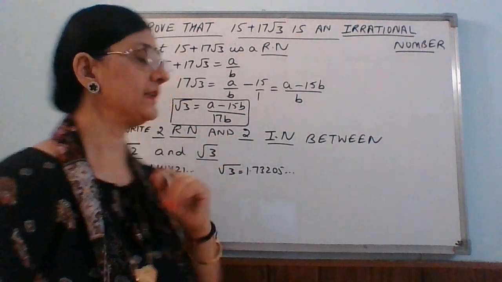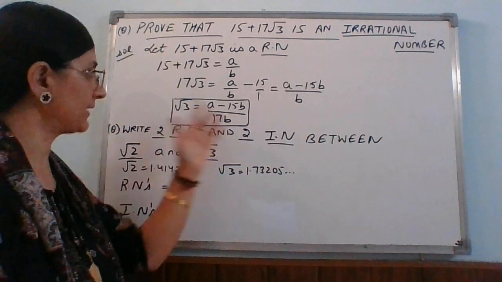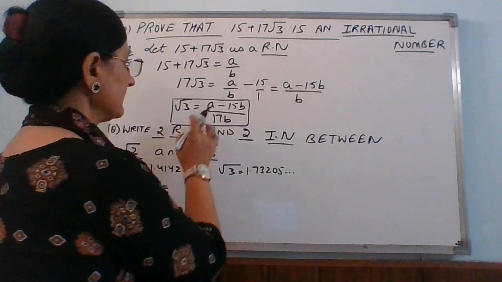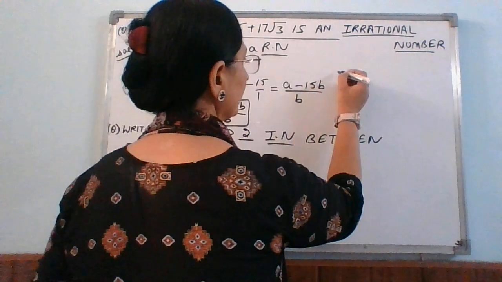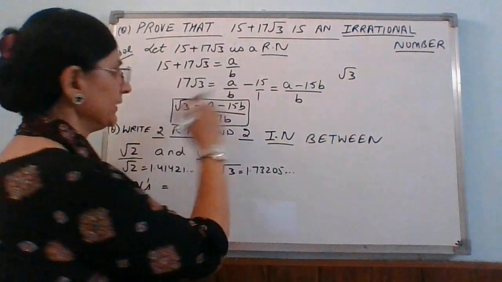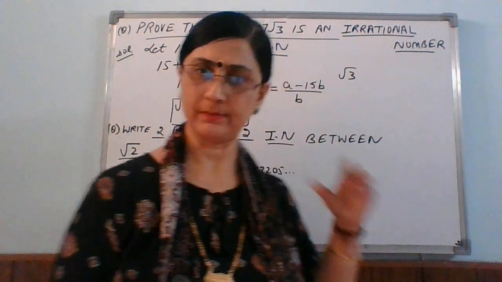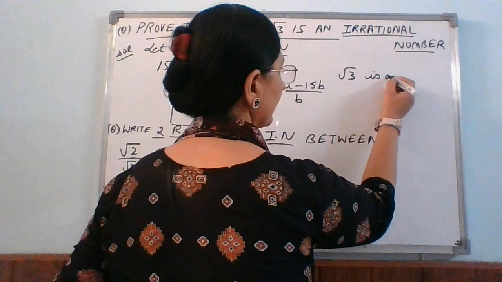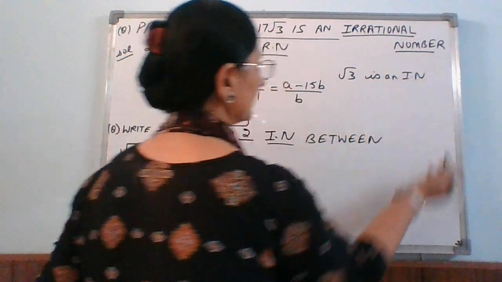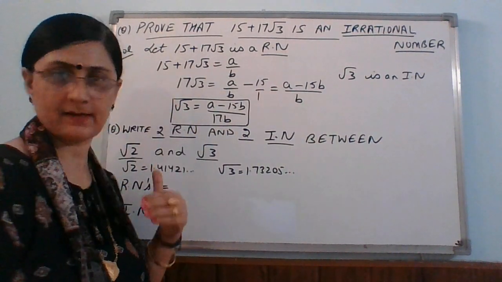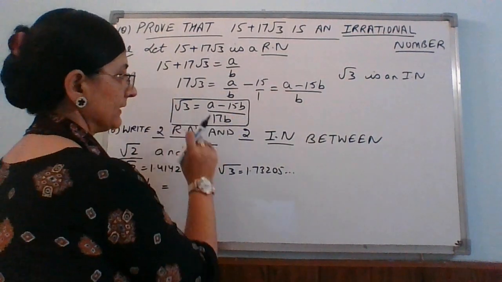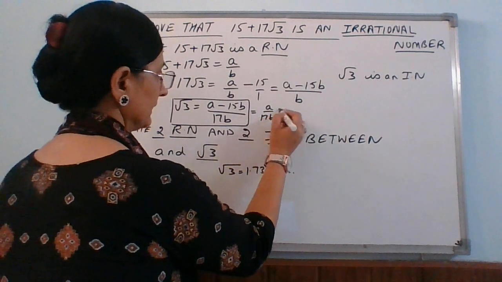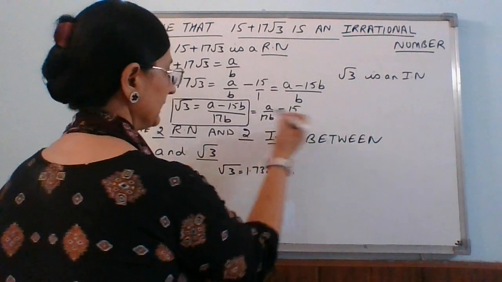Now on the left side we have root 3, on the right side we have this number. You can prove again that root 3 is an irrational number, as in that question, but I'm writing directly that root 3 is an irrational number, right? So the left side is irrational, and on the right side, if we separate the terms, we get a by 17b and minus 15 by 17, b cancels, right?